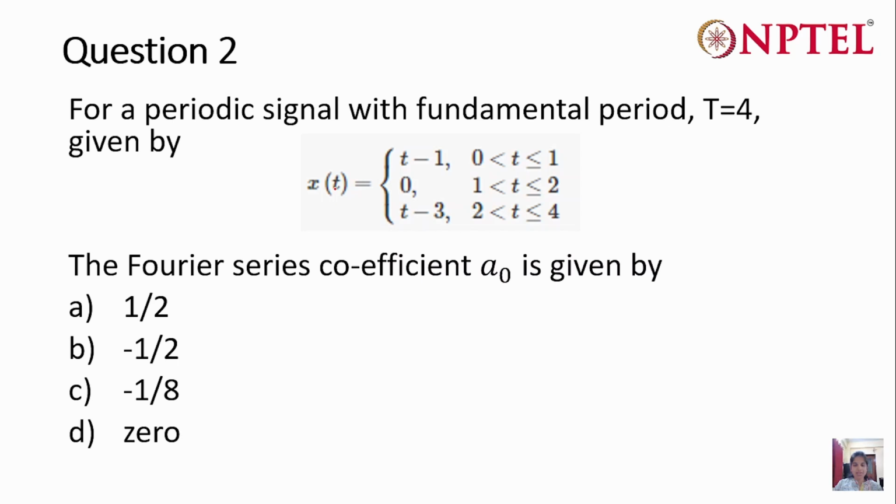For a periodic signal with fundamental period t equal to 4 given by, so this is the signal. x of t is equal to t minus 1 for 0 less than t less than 1. It is 0 for 1 less than t less than or equal to 2. It is t minus 3 for 2 less than t less than or equal to 4. We need to find the Fourier series coefficient a naught.